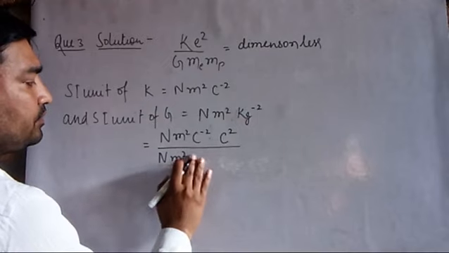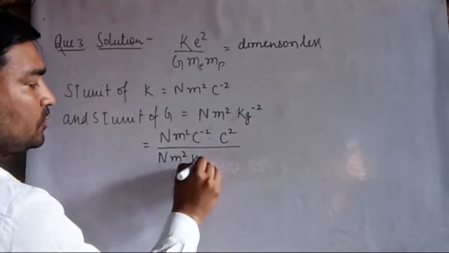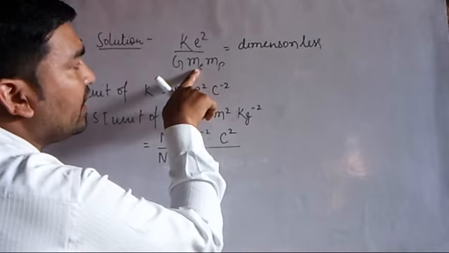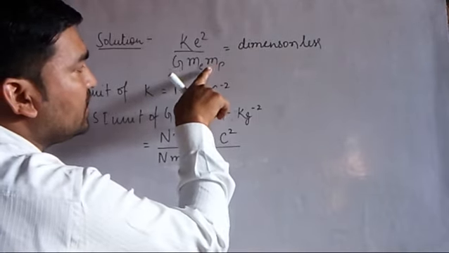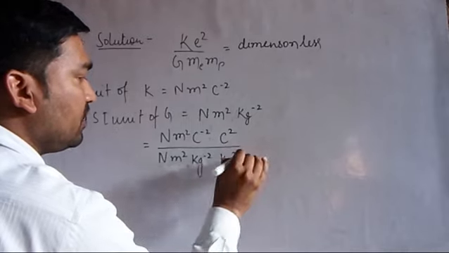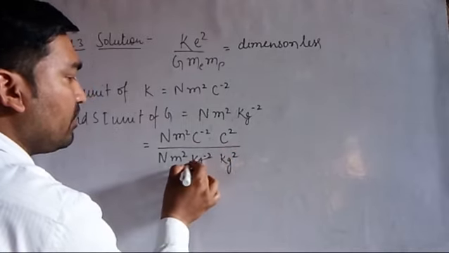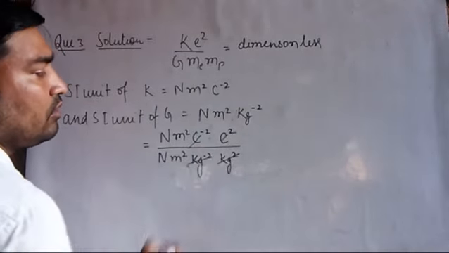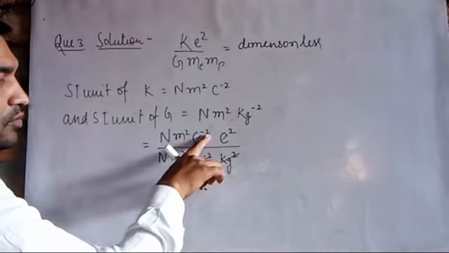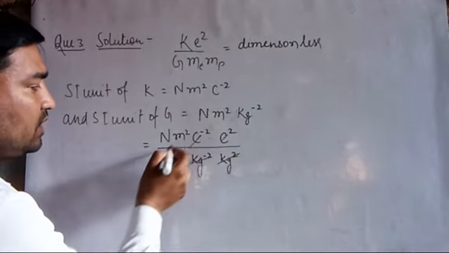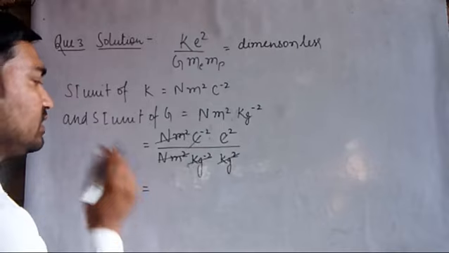the SI unit of G, which is Newton meter square kg to the power minus 2, and the SI unit of mass is kg. Both are masses, hence it is kg to the power 2. Kg to the power minus 2 and kg to the power 2 cancel each other. Coulomb square, Coulomb to the power minus 2 and Coulomb to the power 2 cancel each other. Newton meter square, Newton meter square cancel each other.